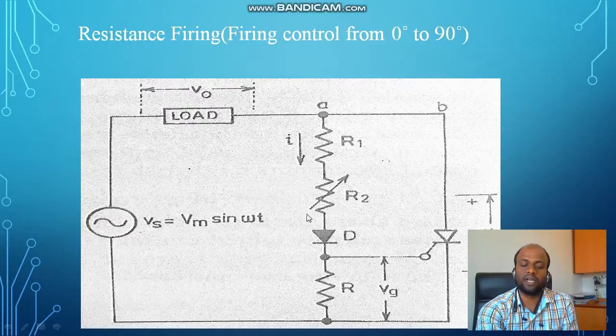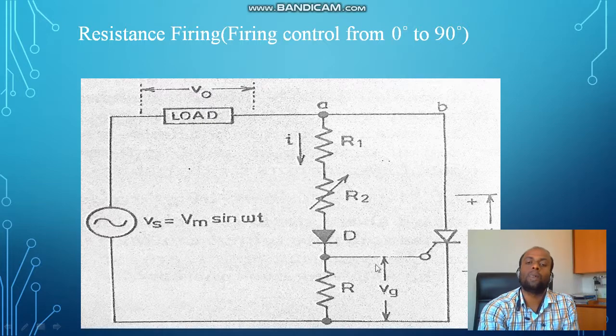This diode allows the flow of current during the positive half cycle only. The gate voltage Vg is a half-wave DC pulse. The amplitude of these DC pulses can be controlled by varying R. When you vary this resistance, as it goes on increasing, the gate current will reduce. And as the gate current reduces, obviously the drop will also be less. So firing will happen at some delay.